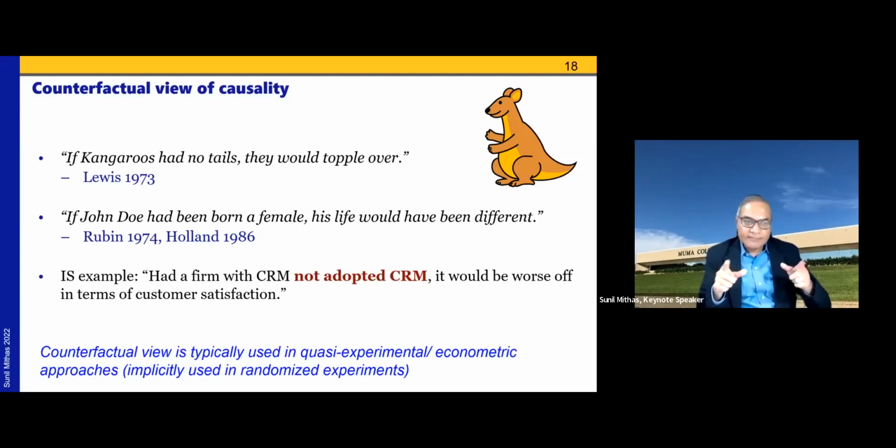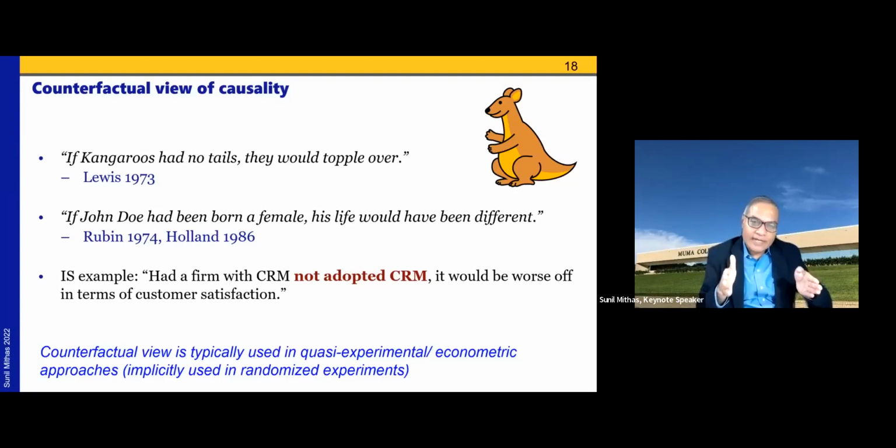So this is a statement which comes from his book. If kangaroos had no tails, they would topple over. So when we think about the counterfactual view of causality, we are imagining a parallel universe. If you go to Australia, you will find kangaroos there, and you will notice that they have tails most of the time, and they walk fine. A counterfactual view would be that you are wondering what happens if they don't have a tail? What if they are born without tails?